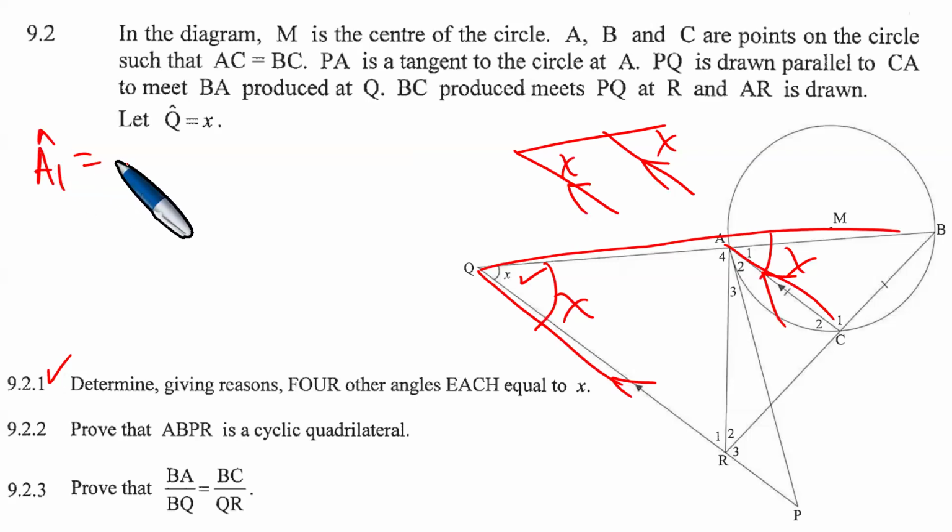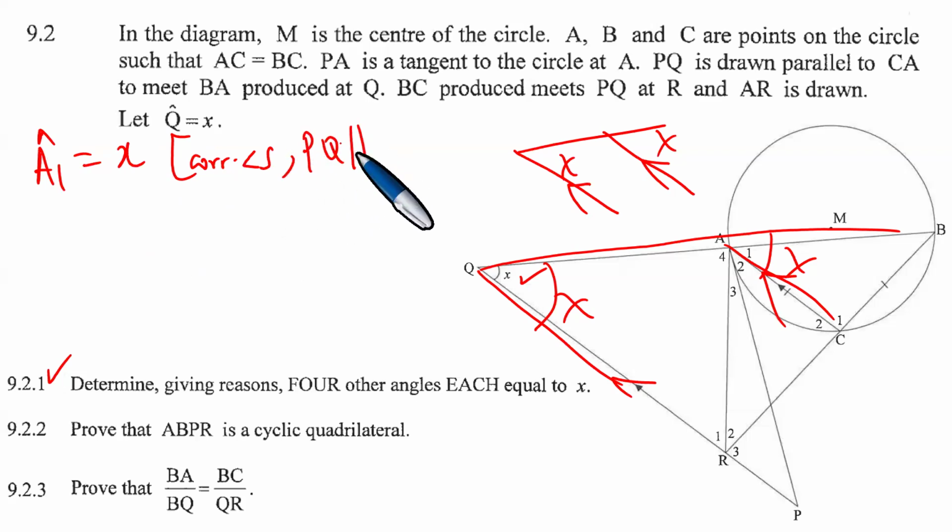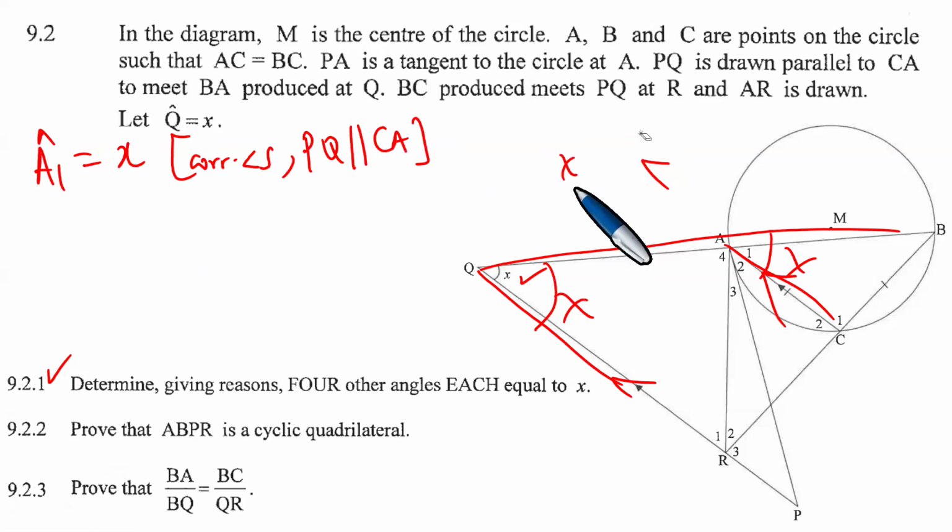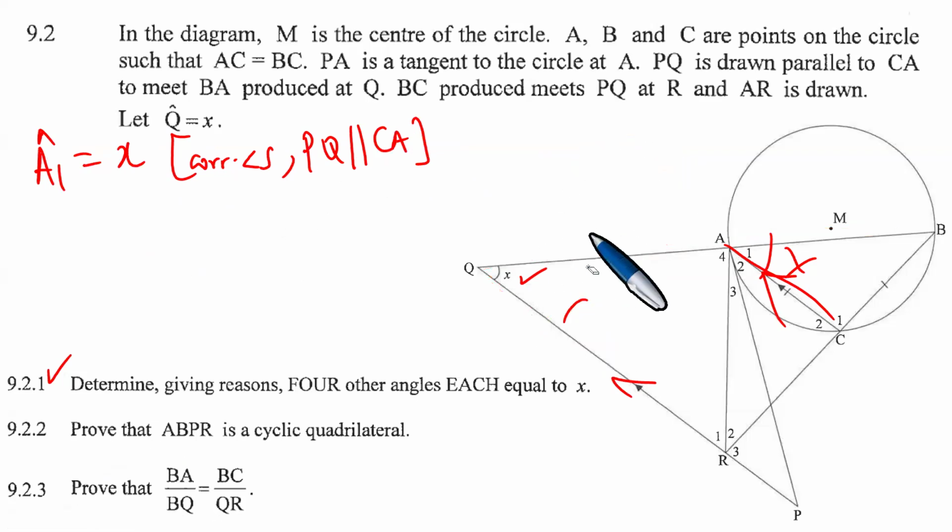The angle A1 equals X. The reason is that we have corresponding angles. Why corresponding angles? Because they have parallel lines. What are the parallel lines? PQ is parallel to CA. Next.